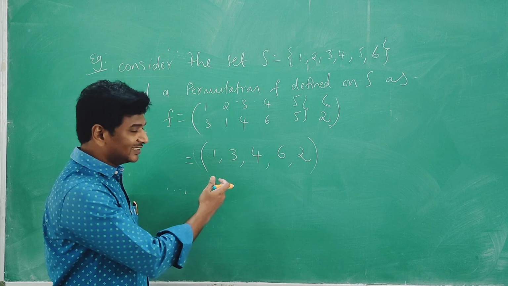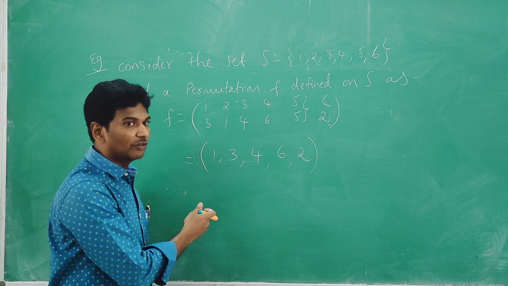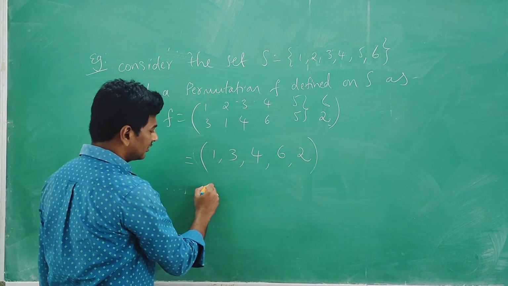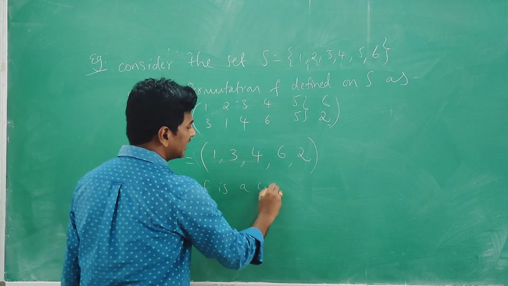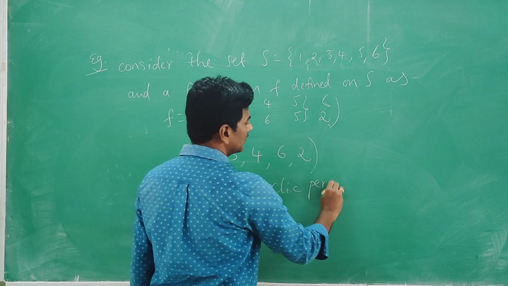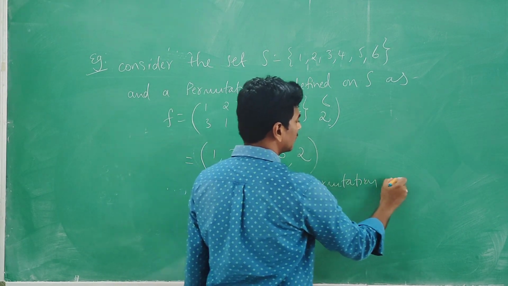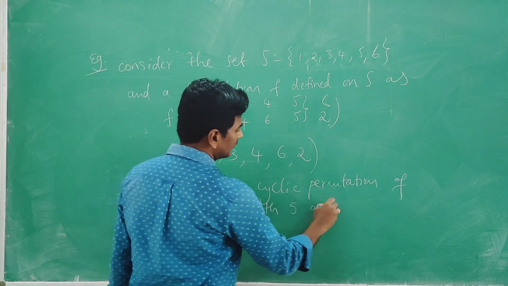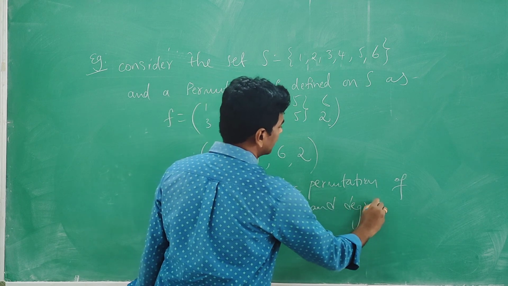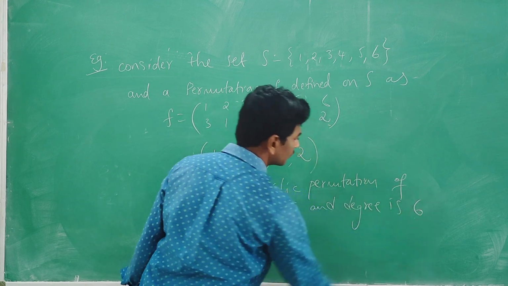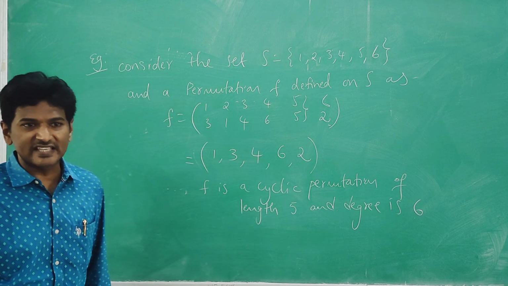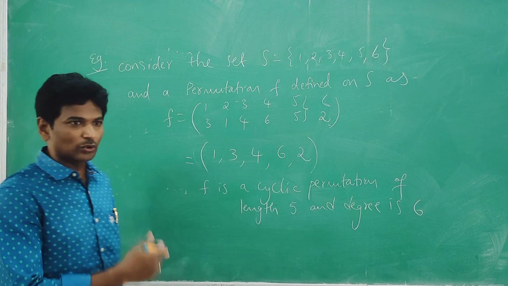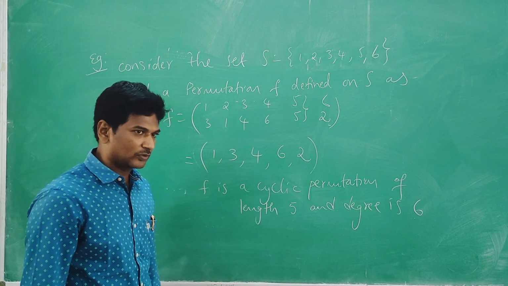So this is the cyclic permutation of length 5. F is a cyclic permutation of length 5 and degree is 6. The total number of elements in the given set is called the degree of the permutation. Total there are 6 elements, so we write degree 6.